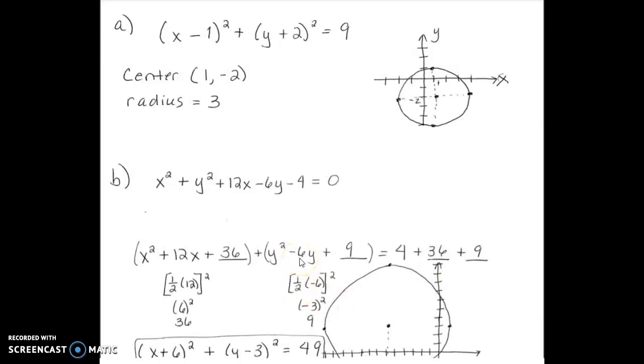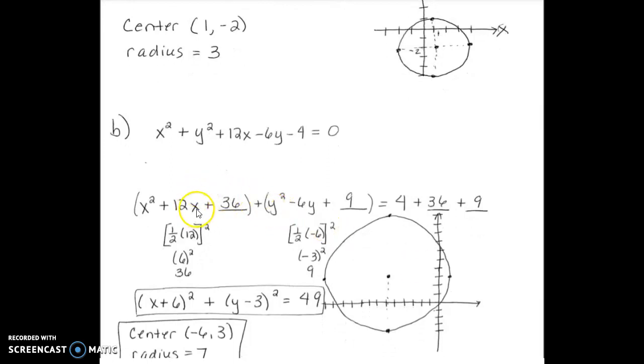Then with the y variable, we do the same. We take half of this coefficient of y, so half of -6 is -3, then square it, gives me a 9. So that's how I knew to add a 9 here. And then if I added a 9 on the left, I have to balance it by adding a 9 on the right.